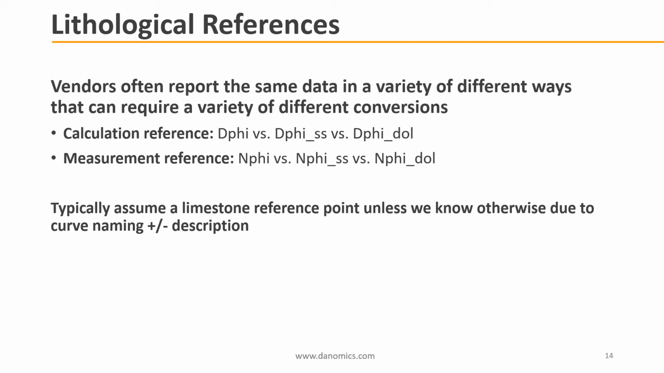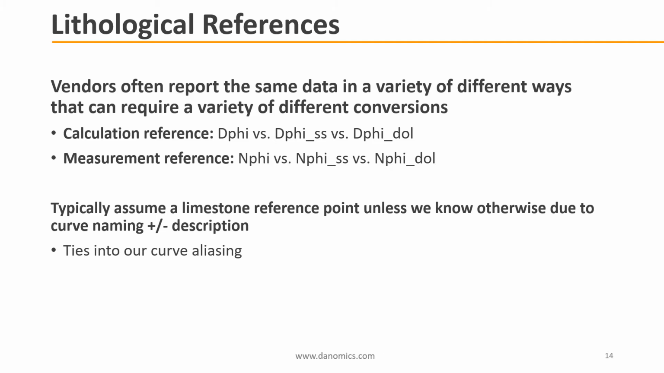So there will be some areas of uncertainty here. Typically, if you just receive a curve that says either d phi or n phi, we will assume that is in a limestone reference matrix unless we know otherwise due to either the curve name, so something like n phi underscore SS or n phi underscore dolomite, or from the curve description. So this does open the door up for a little bit of error. So once again, that's something you need to be aware of.